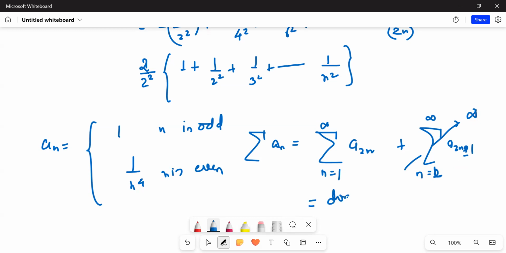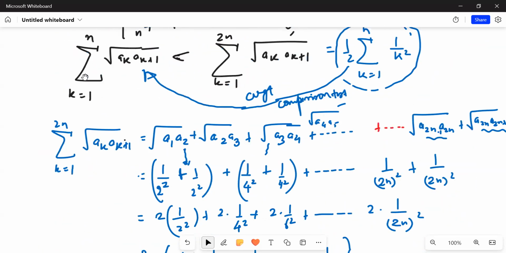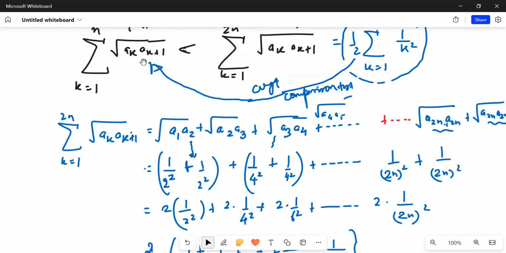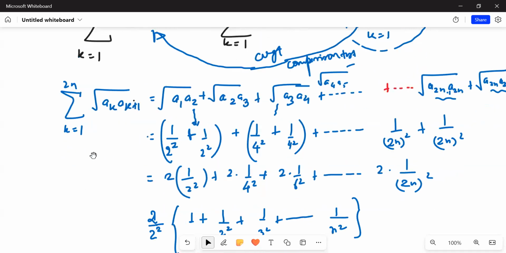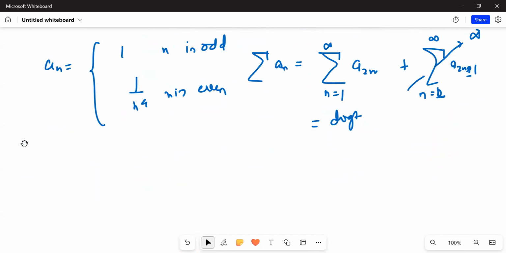Overall, this is divergent. So clearly, if I supply this as a counterexample, you can see that summation root over a_k into a_{k+1} is convergent, but summation a_n is not convergent. Remember, if summation a_n is convergent, then summation root over a_n into a_{n+1} is convergent by arithmetic mean greater than or equal to geometric mean. But the converse is not true. However, the converse can be made true.